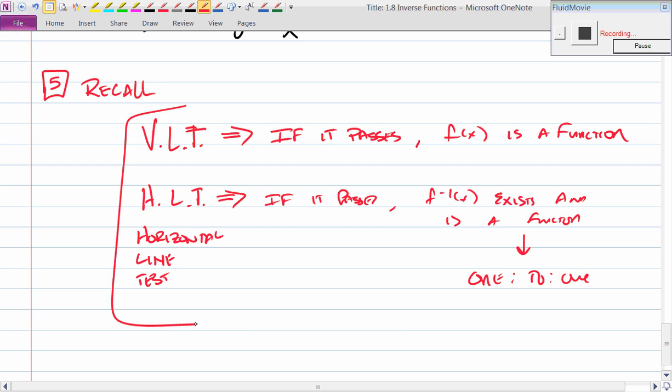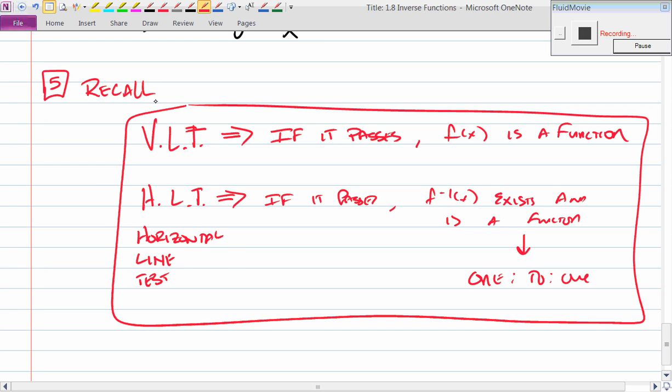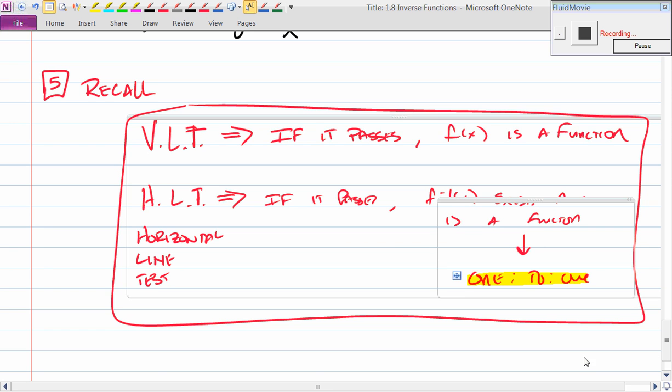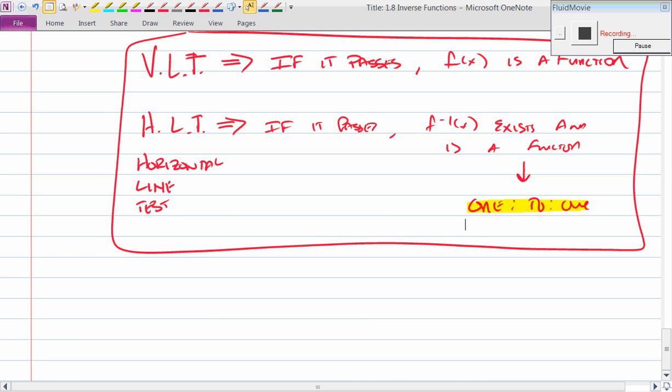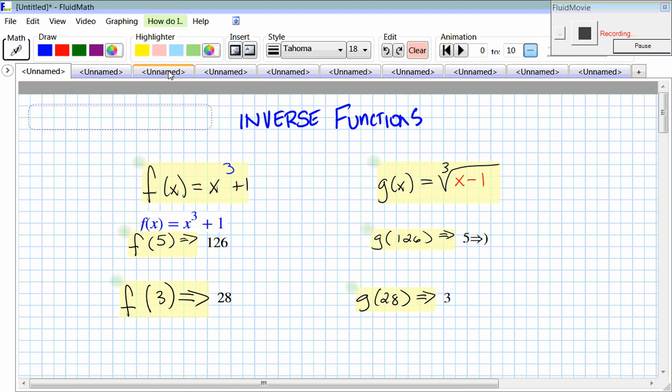One-to-one functions. So there is something called a horizontal line test, and if it passes that, then it has an inverse, and if the inverse is also a function, then that's a very special type of function, and we call those one-to-one. So let me give you an example of this type really quickly here. I'll give you one that is and one that isn't.